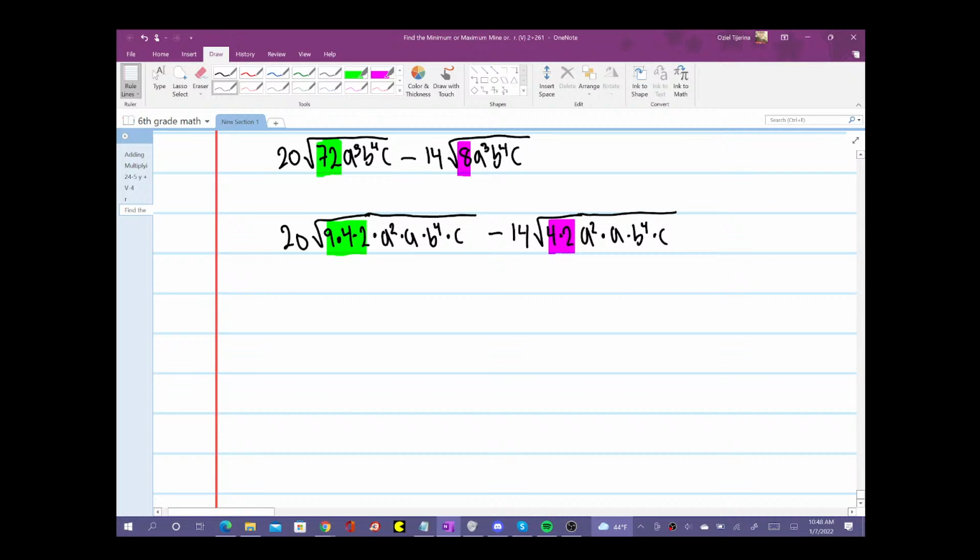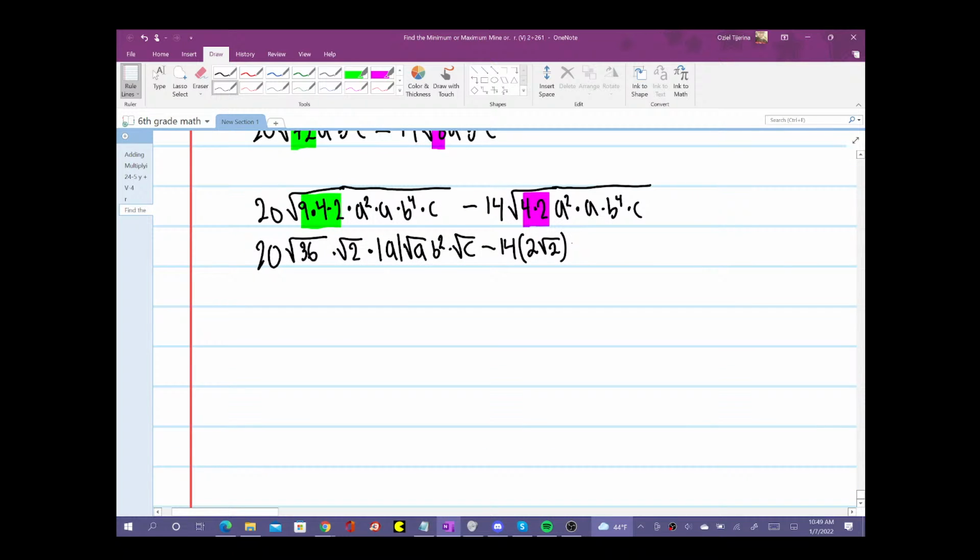This is supposed to be 20 times the square root of 36 times the square root of 2 times the absolute value of a, square root of a, times b squared times the square root of c, minus 14 times the square root of... so it's going to be times 2 square root 2, because the square root of 4 times the square root of 2 is 2 square root 2, times the square root of a squared, which is absolute value of a, times b squared times the square root of c.